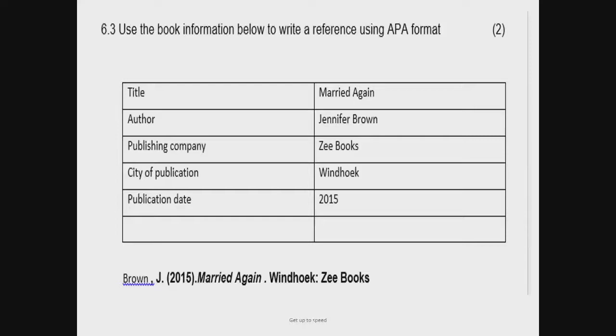How to reference a book, how to reference a printed book, how to reference a book that is retrieved from the internet, how to reference an article. All these are in your study guide. Like this example that I have on the screen, I said the title is Married Again, Z word.